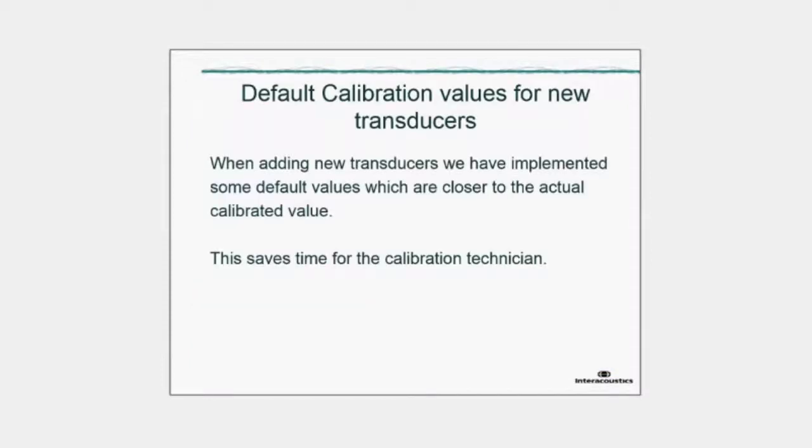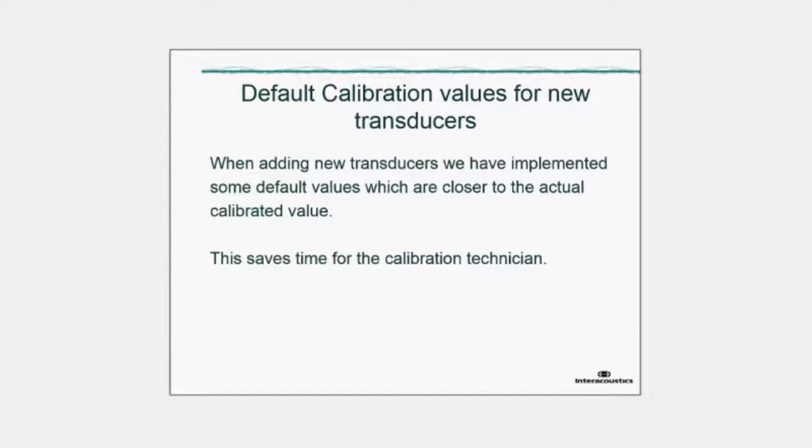The next feature I'd like to explain is more from a calibration and a technical user perspective, so for the calibration engineer. And we have defaulted some values for new transducers. So this means that when adding new transducers, there are some form of default values which are closer to the actual calibrated value. And this saves a lot of time for the calibration technician.